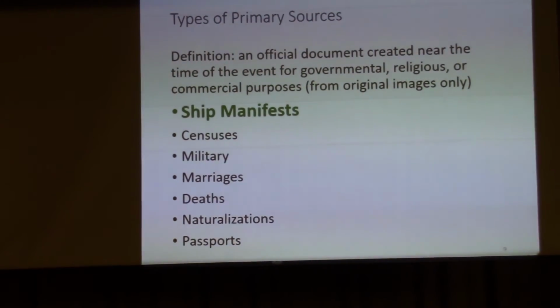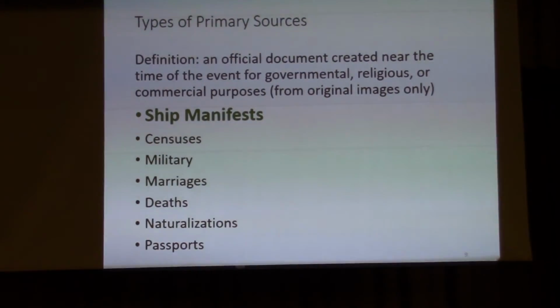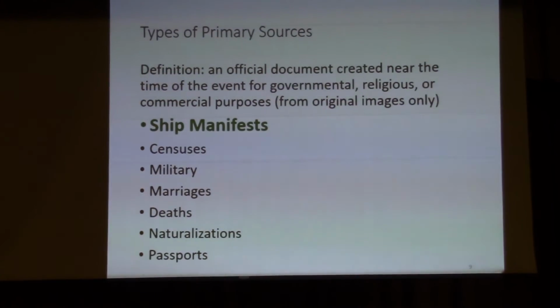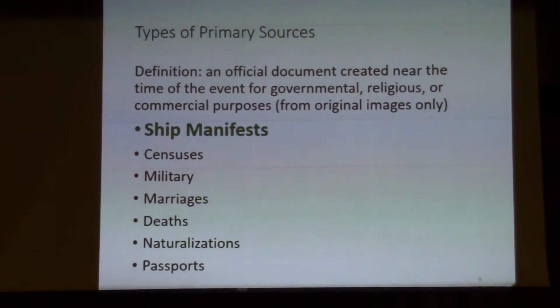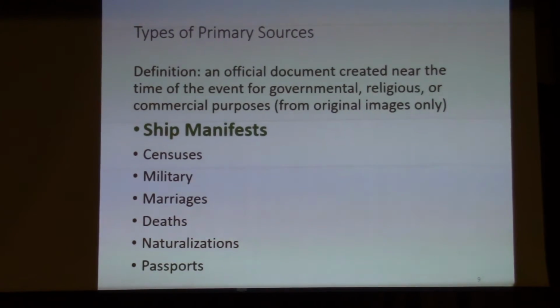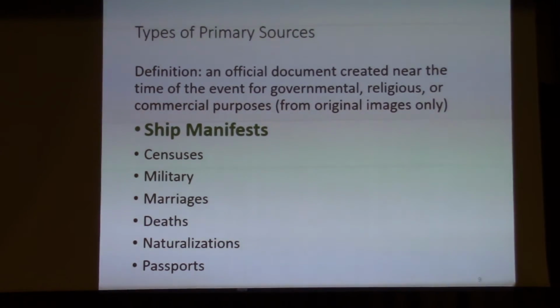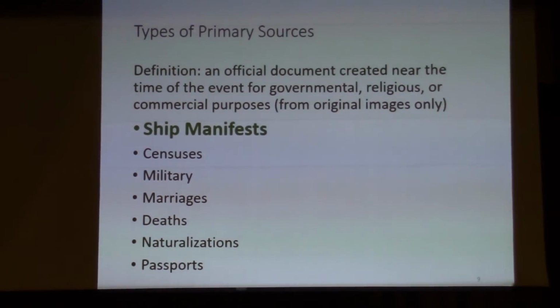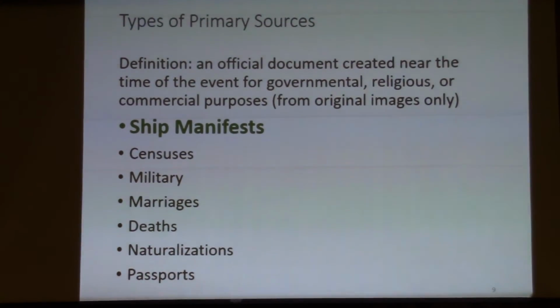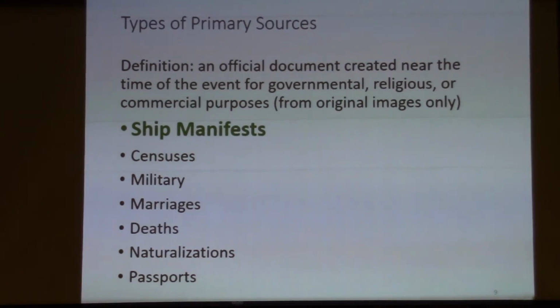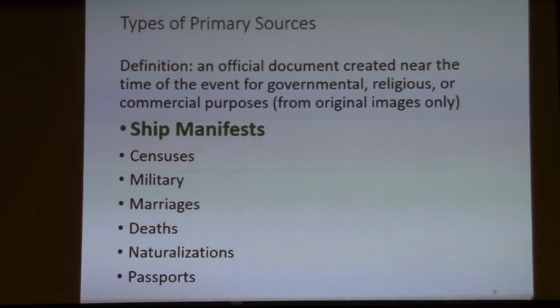Okay, so a primary record is a record that was created at the time of the event. When the person died, when the person was born, when they were married, when they came over on a ship manifest, when they applied for a passport, when they applied for naturalization, okay? So being created at the time of the event, a lot of that information is going to be factually accurate. Compare that with a secondary source, like an obituary, which is pretty reliable in telling when the person died, who their current relatives are.